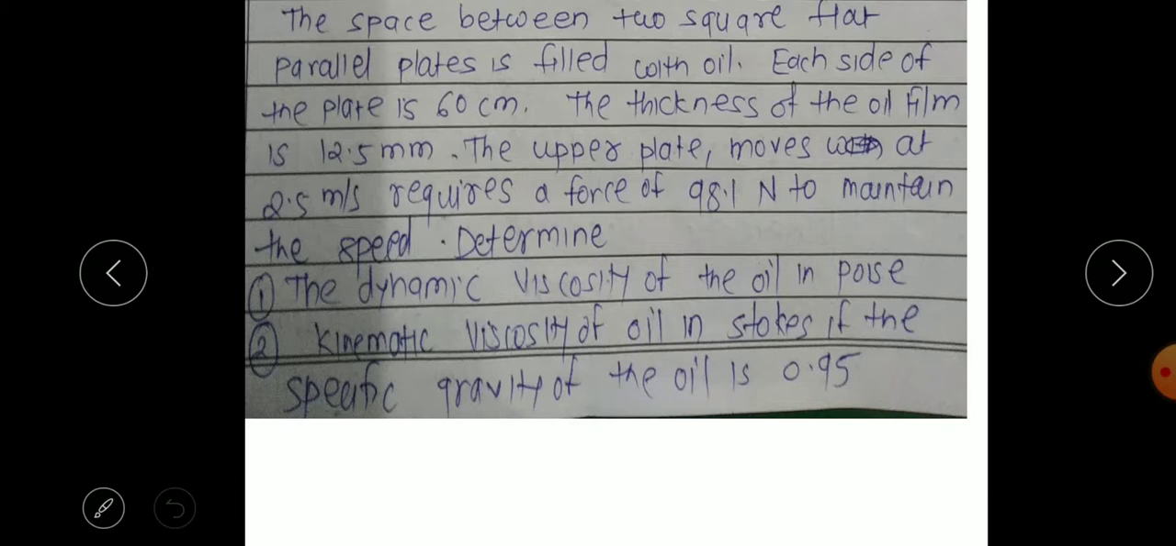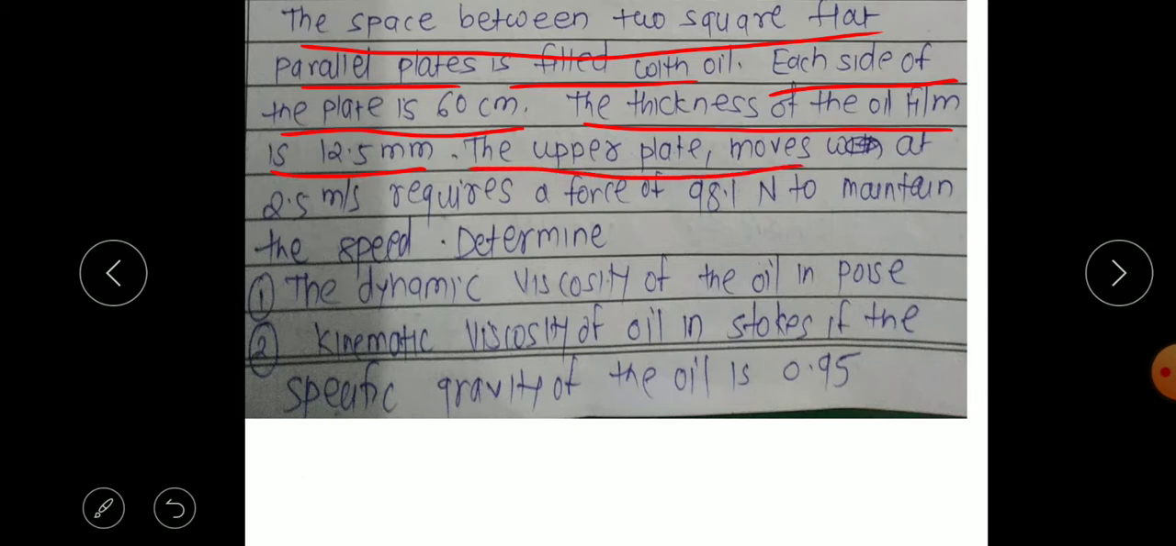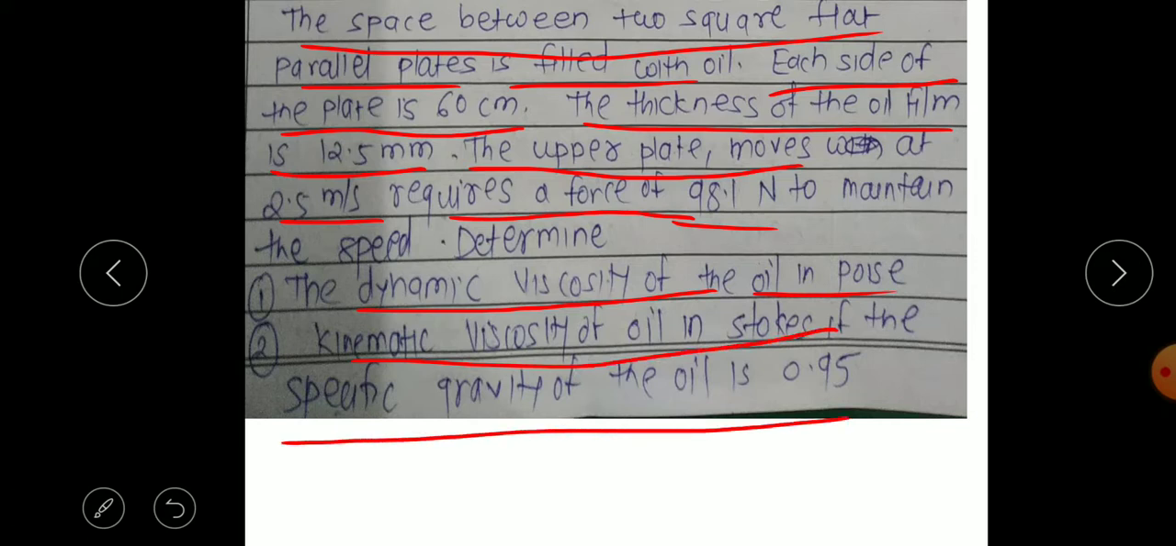numerical, again the space between the two square flat parallel plates is filled with the oil. Each side of the plate is 60 centimeter. The thickness of the oil film is 12.5 mm. The upper plate moves at 2.5 meter per second and requires a force of 98 Newton to maintain the speed. Determine dynamic viscosity of the oil in poise and kinematic viscosity of oil in Stokes if the specific gravity of the oil is 0.95. So again we have given the two parallel plates.